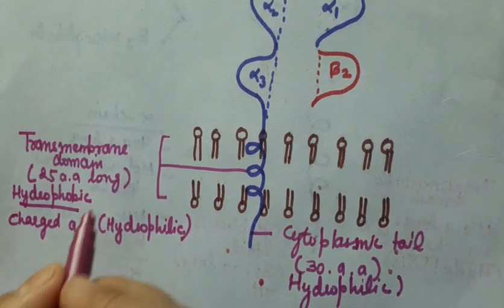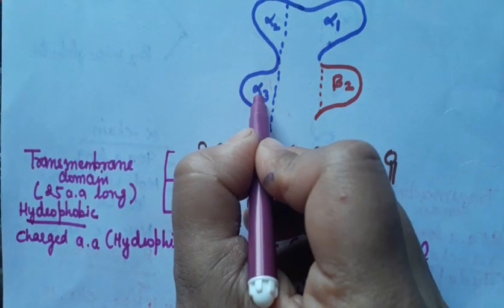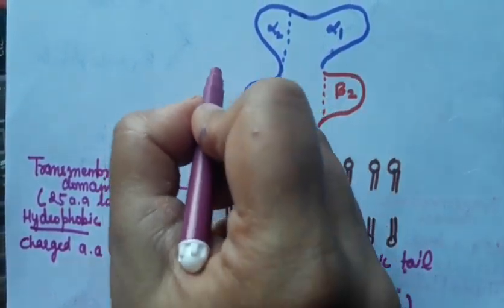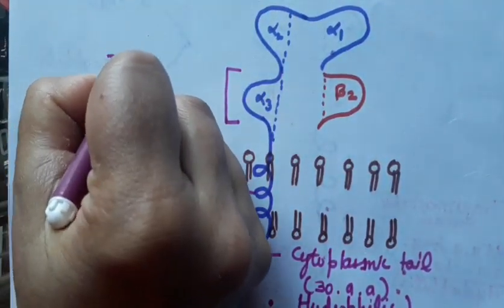Now as I already said, beta 2 microglobulin and alpha 3 correspond to each other, they are exactly alike, and this alpha 3 is the invariant portion.